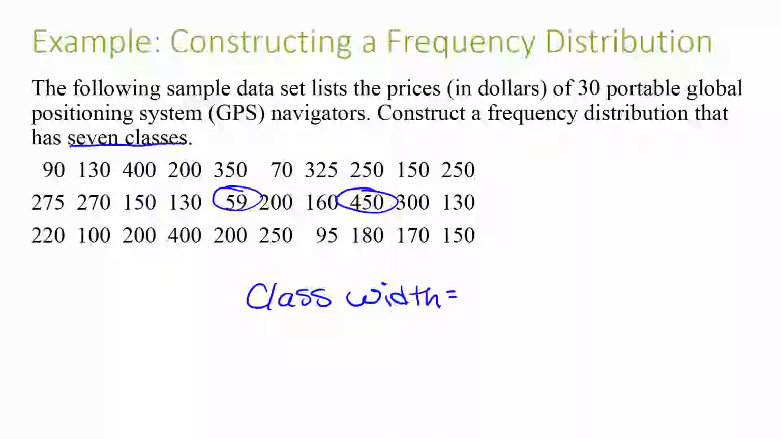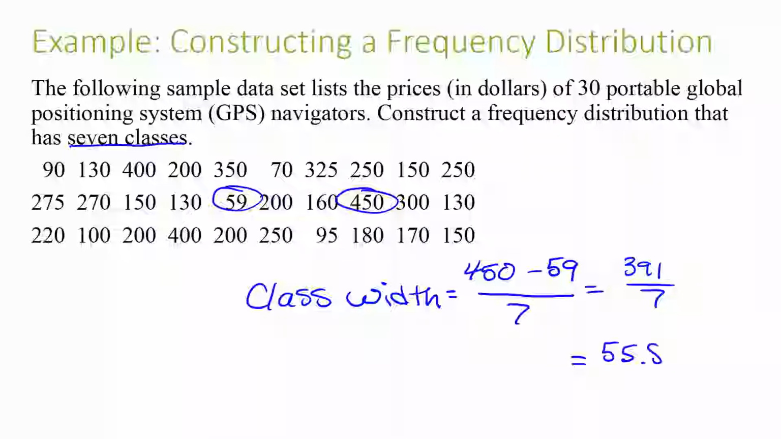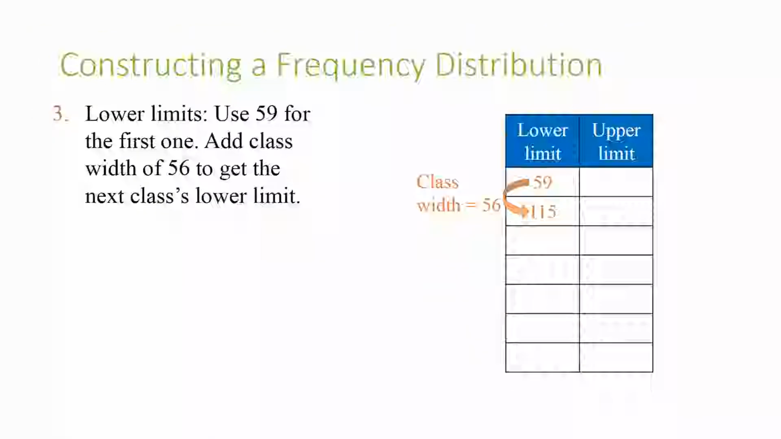we take the range, which is the biggest and most expensive one, subtract out the cheapest one, and divide it by the number of classes, which is 7. So 450 minus 59 is 391, divided by 7 gives 55.86. But remember, we round up, so that means 56 is our class width. Remember, 59 was our cheapest of our GPSs, and so that starts it off.